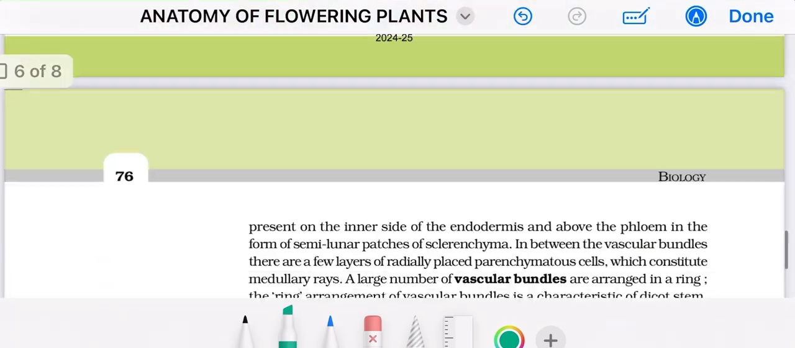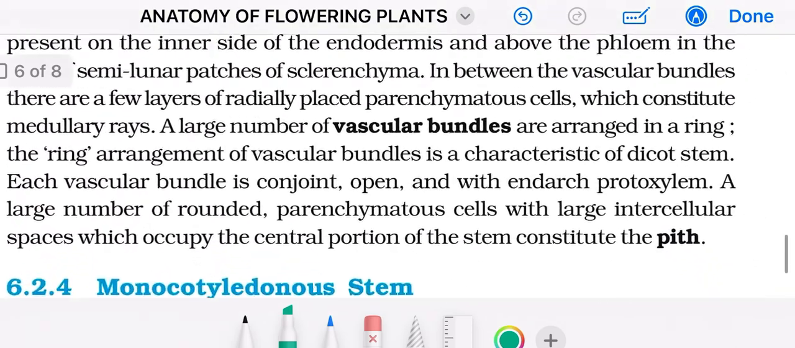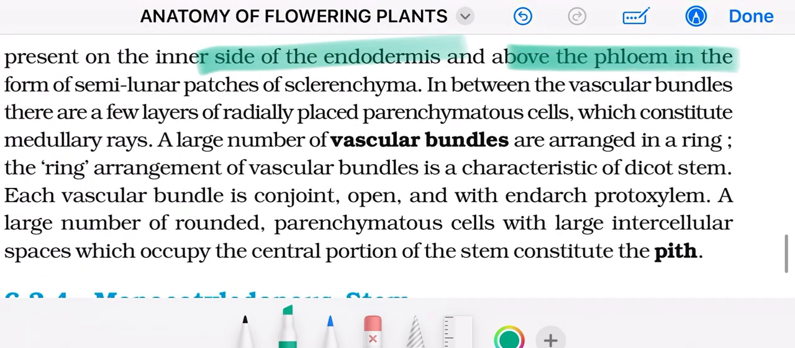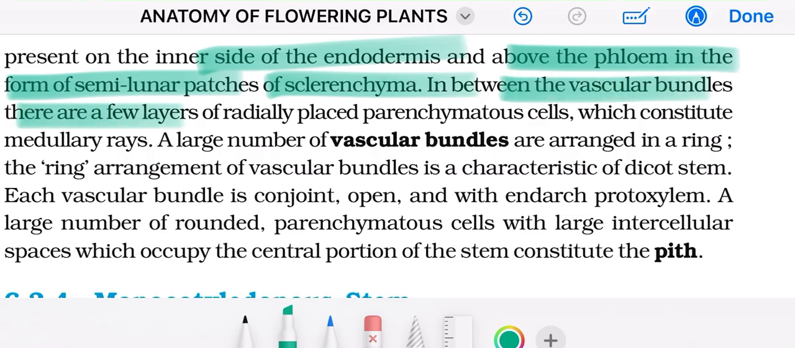Pericycle is present on the inner side of endodermis and above the phloem in the form of semi-lunar patches of sclerenchyma. In between the vascular bundles, there are a few layers of radially placed parenchymatous cells which constitute medullary rays. Interfascicular cambium originates from medullary rays.